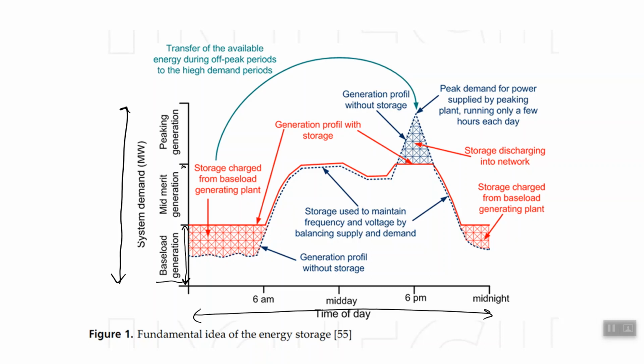Next is our mid-merit generation, which is kind of our daytime power. We turn them on when the morning begins and kind of turn them off once the evening is over. And then peaking generation is for when everyone comes home and turns everything on at about 5 to 7 p.m. We don't turn these on very much. They're usually small, not very efficient.